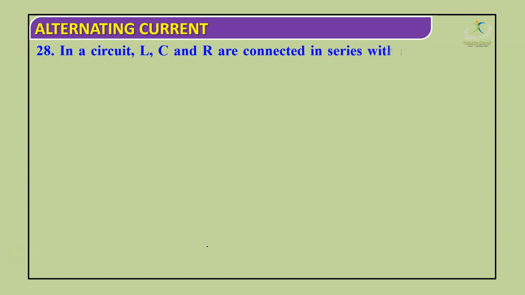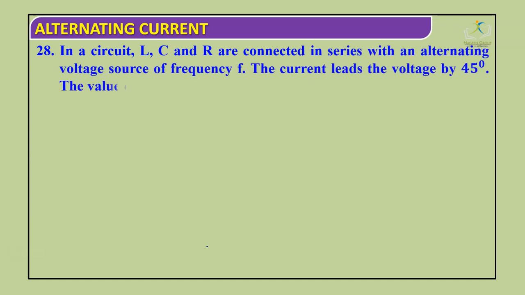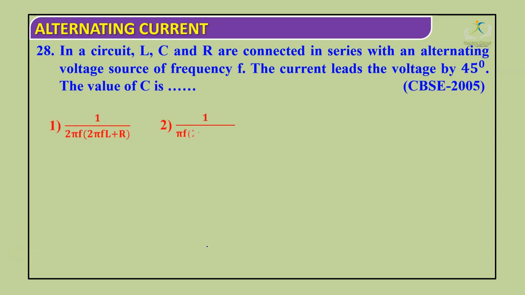Next question we have: an LCR circuit is connected in series with an alternating voltage source of frequency f. The current leads the voltage by 45 degree. The value of C is: 1 by 2 pi f (2 pi f L plus R), 1 by pi f (2 pi f L plus R), 1 by 2 pi f (2 pi f L minus R), and 1 by pi f (2 pi f L minus R).